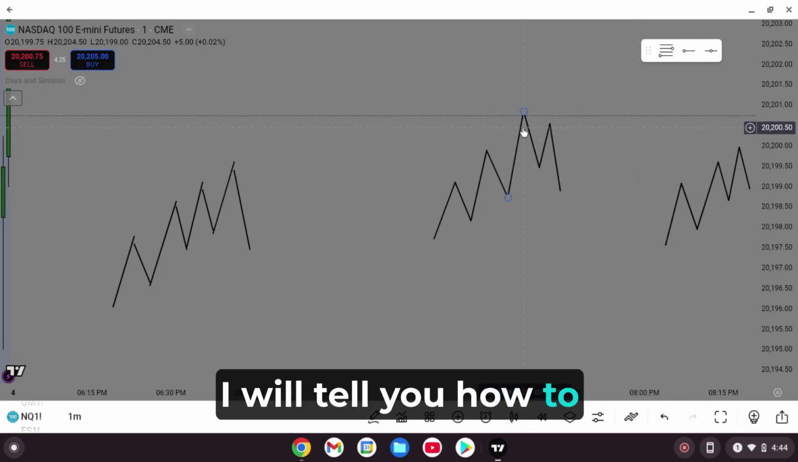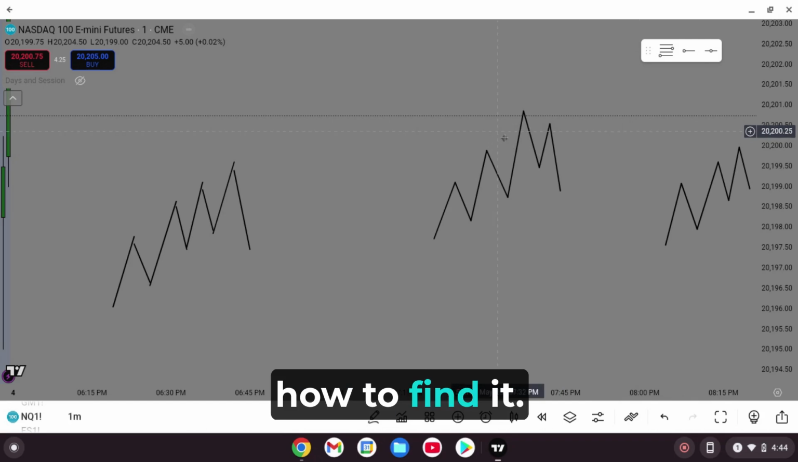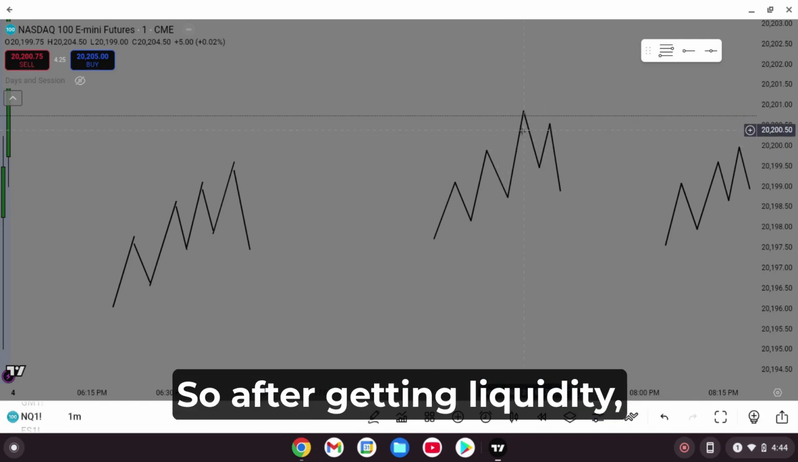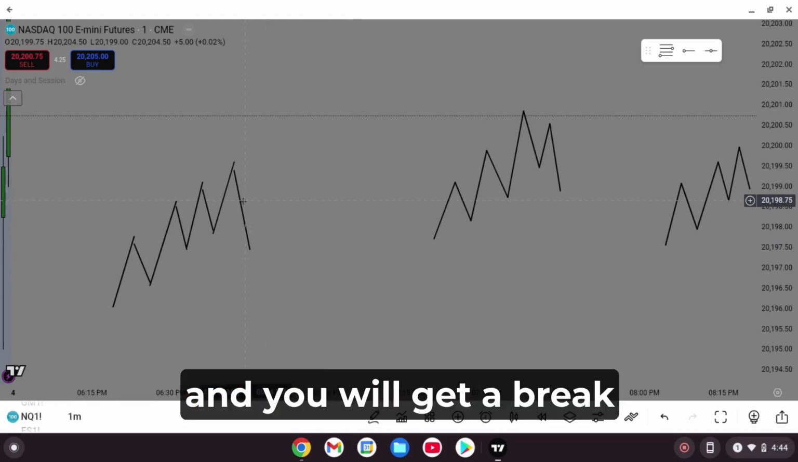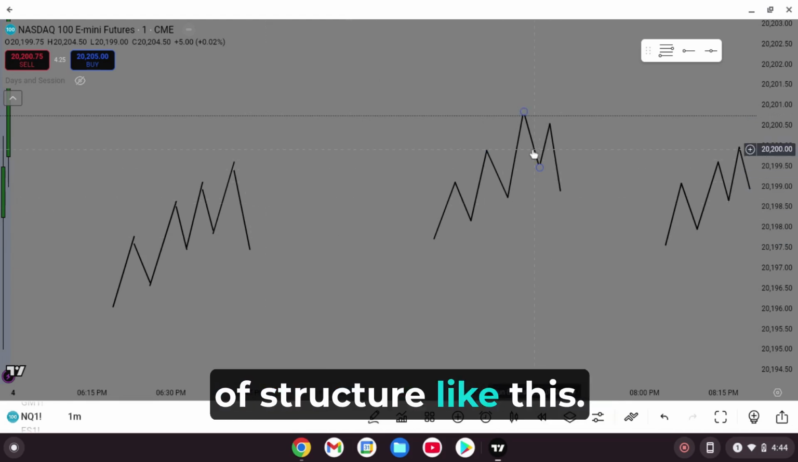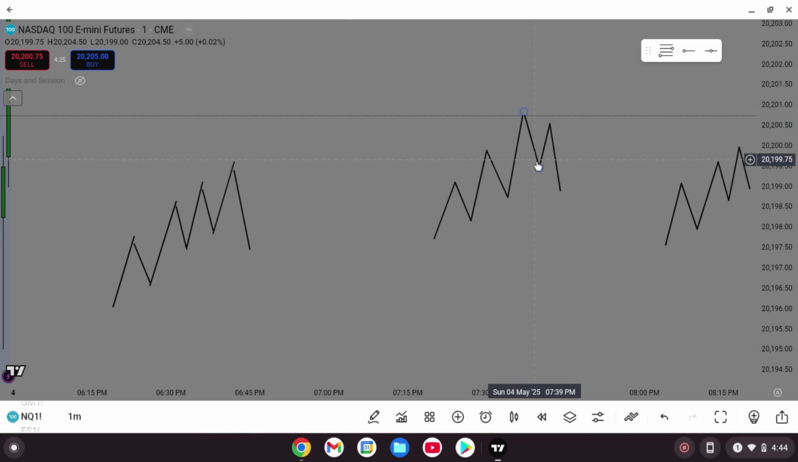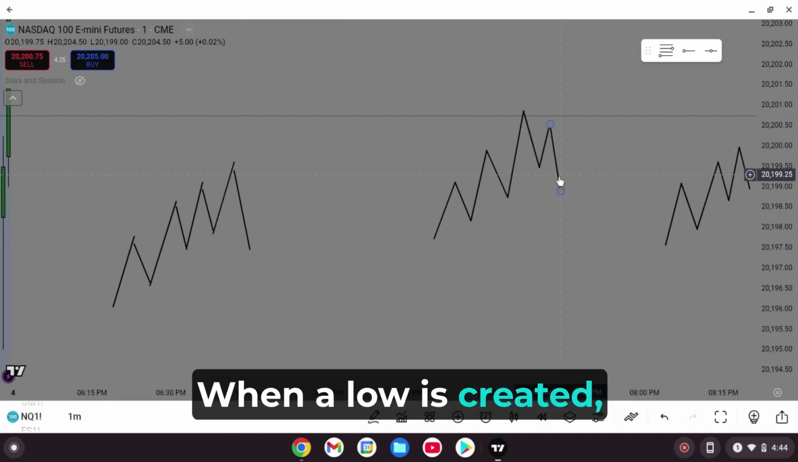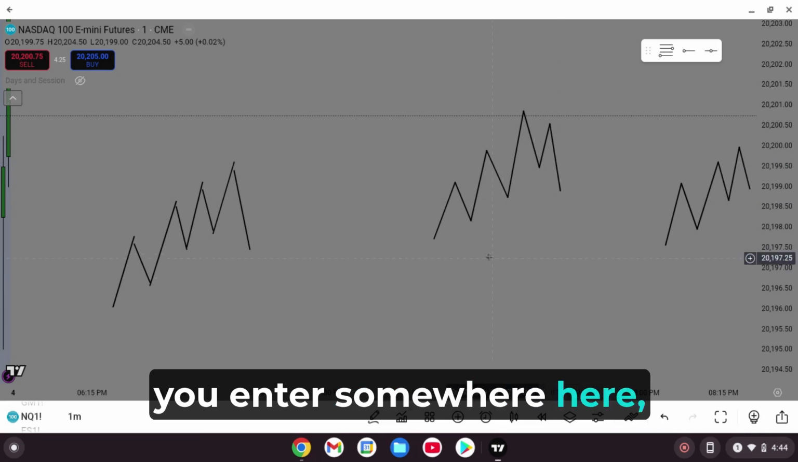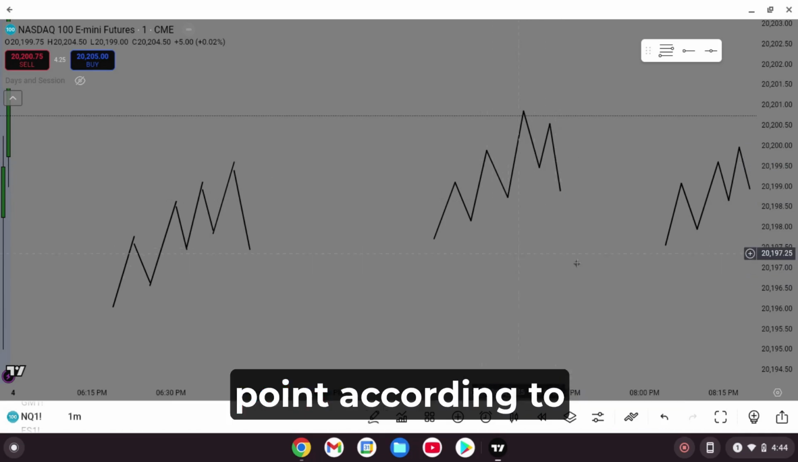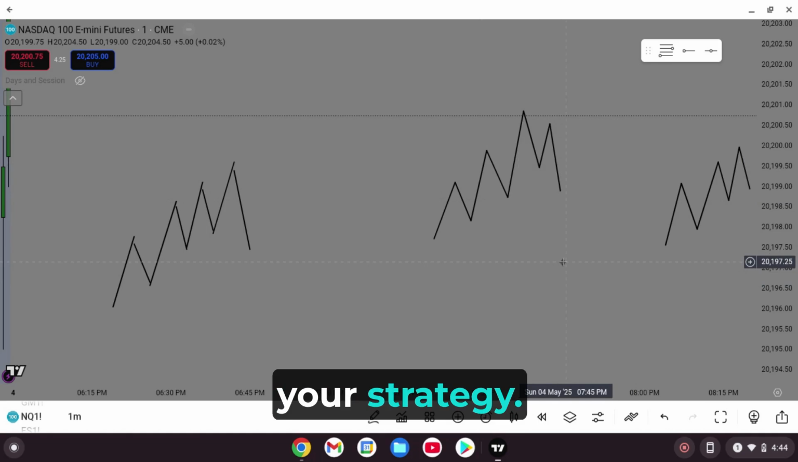I will tell you how to understand liquidity and how to find it. After getting liquidity, the market will change like this, and you will get a break of structure like this. When a low is created, you enter somewhere here, and then you can use your exit point according to your strategy. And the market has a third option.